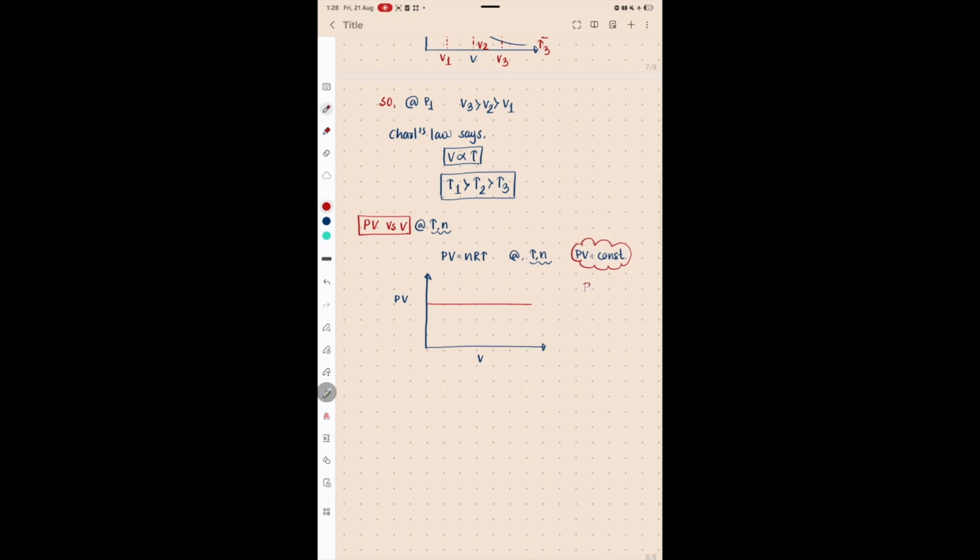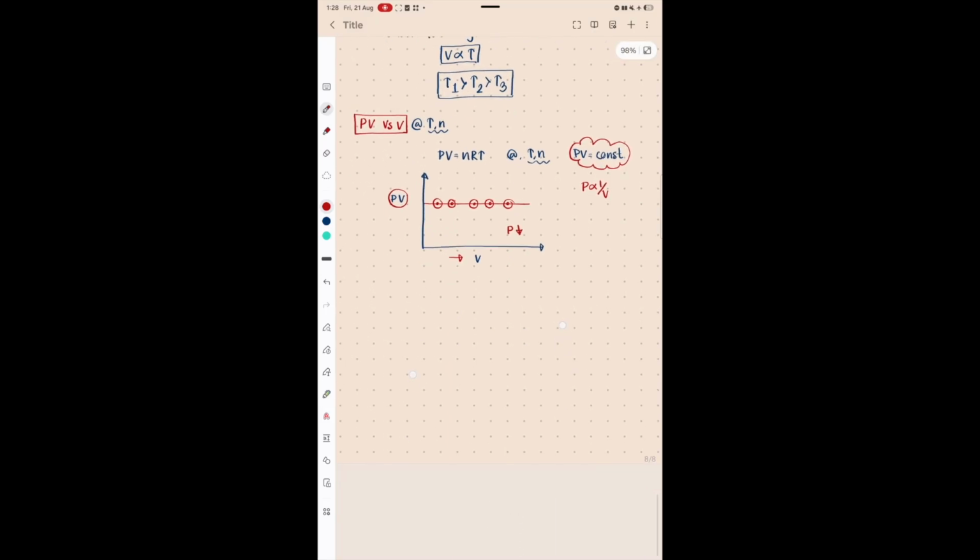Okay, so Boyle's law tells that P is inversely proportional to volume, right? So what it means is that as the volume is increasing, the pressure is decreasing in such a way that their product always remains constant. So this is how it always remains constant over this range, right? So as volume is increasing, the pressure gets decreased.